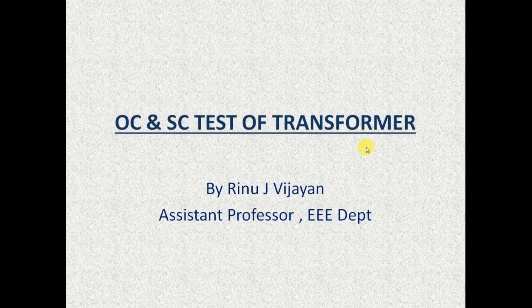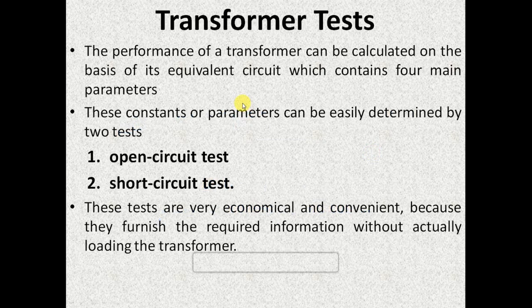Good morning all. Today we are going to handle a small, simple and important topic, that is open circuit and short circuit test of transformer. In our previous video session we have seen the equivalent circuit of transformer. The performance of a transformer can be analyzed on the basis of the equivalent circuit. The equivalent circuit of a transformer basically consists of four main parameters. Determination of these parameters can be done by using open circuit test and short circuit test.